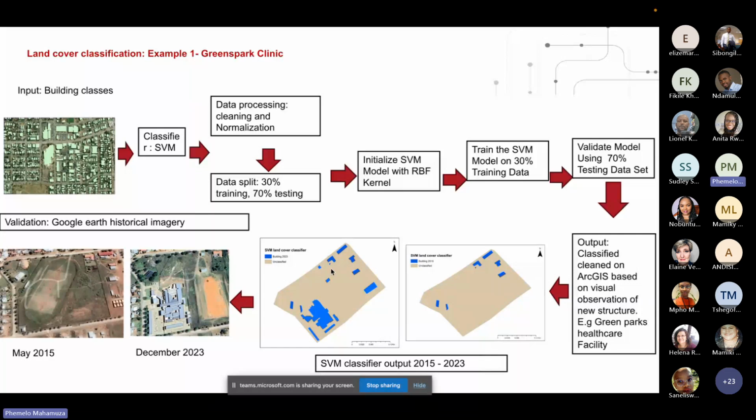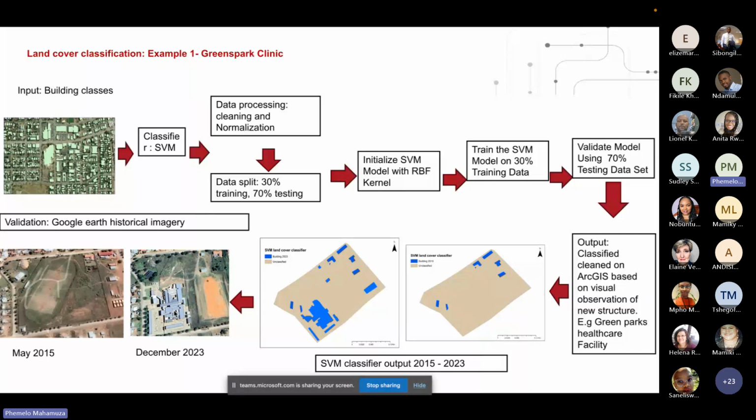So an example here is Green Parks Clinic. According to the reporting system, construction of Green Parks Clinic started in 2015 and ended in 2023. So already in our minds, we knew that before 2015, there should be nothing there. It should be either vegetation only or bare ground. So we trained the model to track all the land cover changes that you see between this time period, from 2015 to 2023. As you can see, in 2015 there were a few buildings here, but nothing here. Then at the end of 2023, the model was able to pick up buildings here. We then further validated this with actual images that we found on Google Earth historical images. We could see that the model was validated because in May 2015 there was absolutely nothing, and in 2023 there was something.